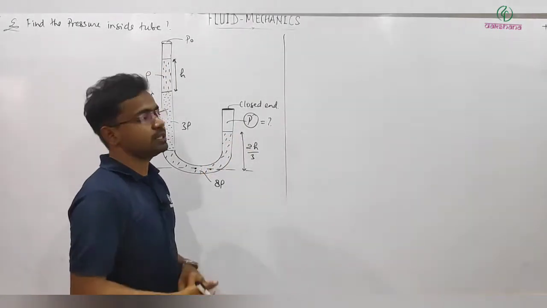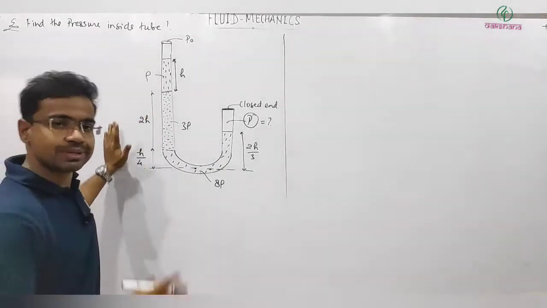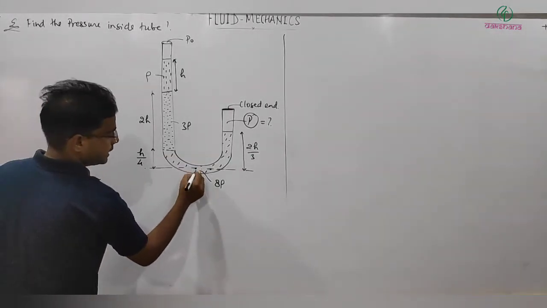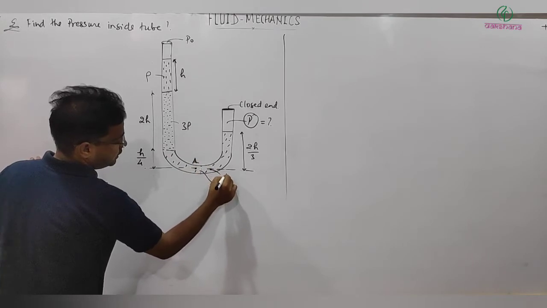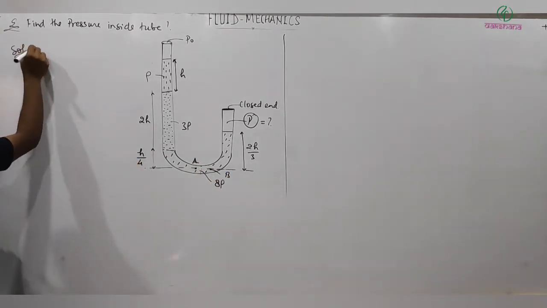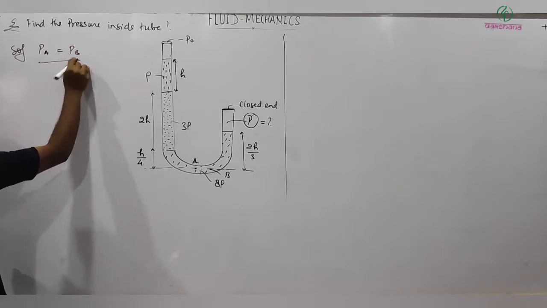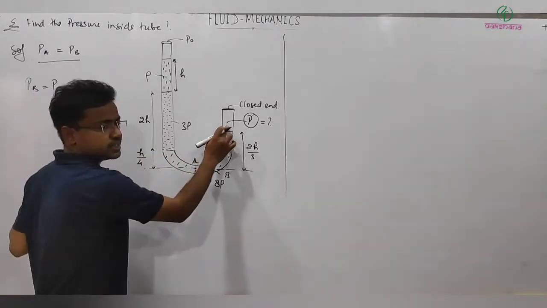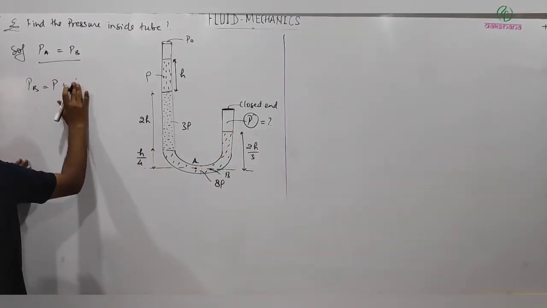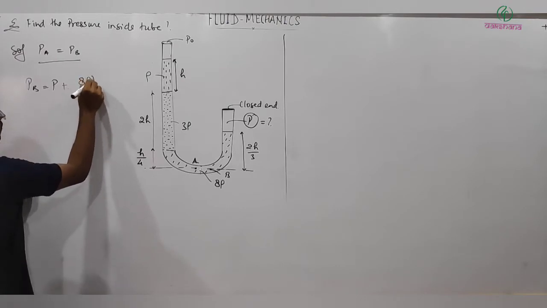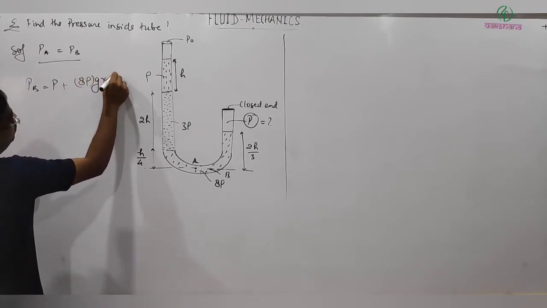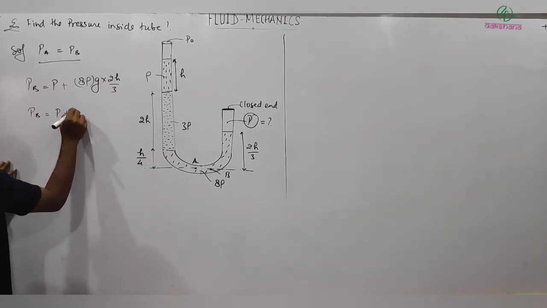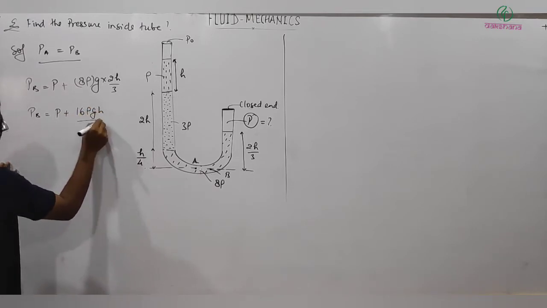Again, you are asked to find the pressure inside the tube. In this situation also the same concept will be applied. Let me tell you how we apply that. I can consider this is point A and this is point B. Then I can write pressure PA must be equal to PB. Let me now write PB: let's say pressure at this point is P plus rho, density equal to 8 rho, into G into height 2h by 3. So PB is equal to P plus 16 rho G h by 3.